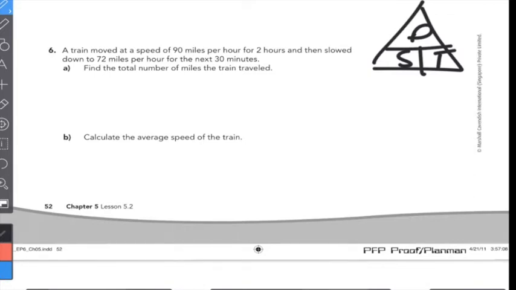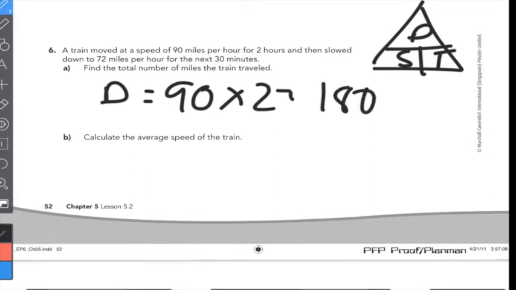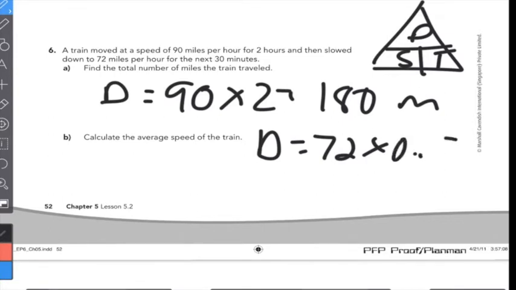For the first 2 hours, I would set this up in 2 separate equations. The first one is d equals speed, which is 90, times 2 hours, and that's going to give you 180. So the first part is 180 miles. The second part: you slow to 72 miles per hour, so d equals 72 times the next 30 minutes. 30 minutes is not a full hour, so you don't write 30. We have to write either a half, 0.5, or 5/10, and that's a half hour. That will give you an answer, and then you add those two up, and that'll give you the total number.